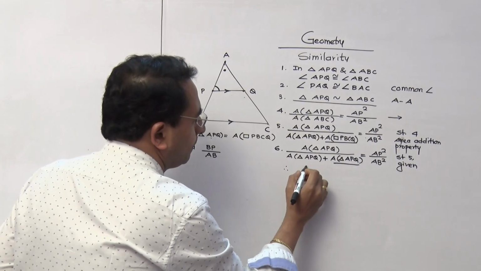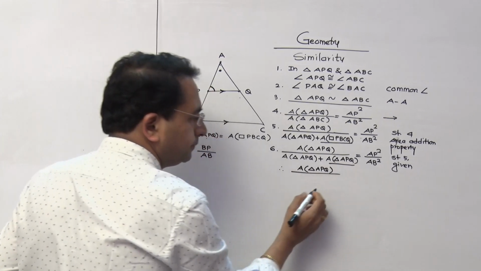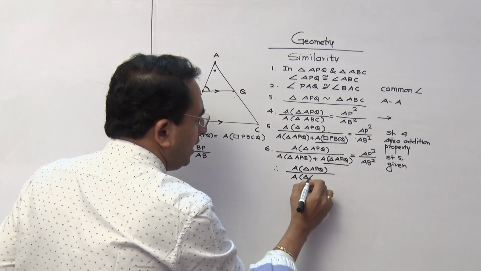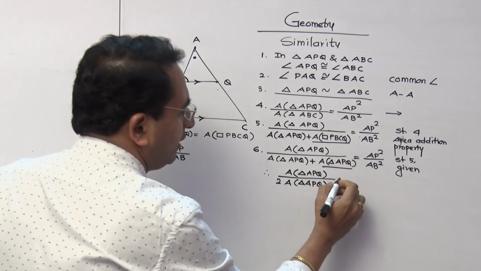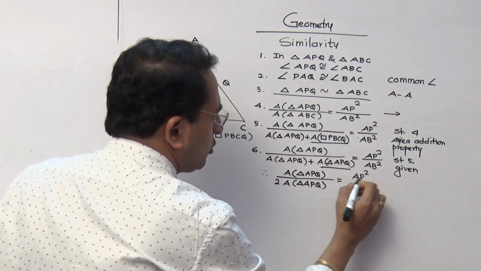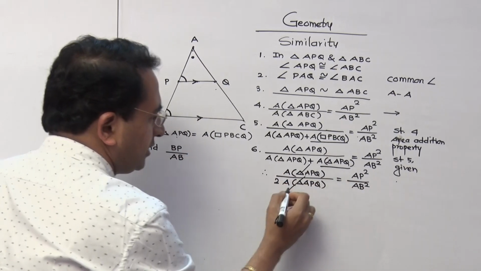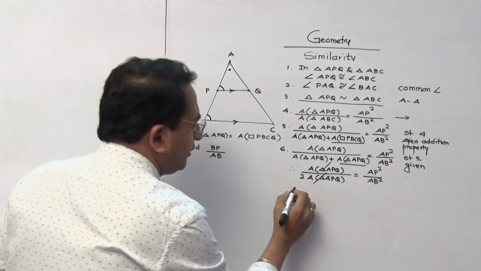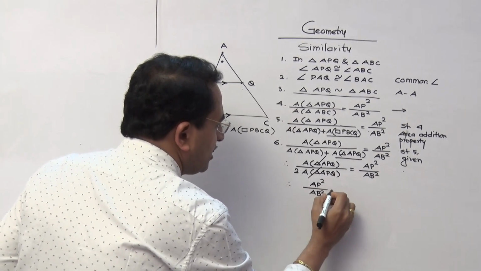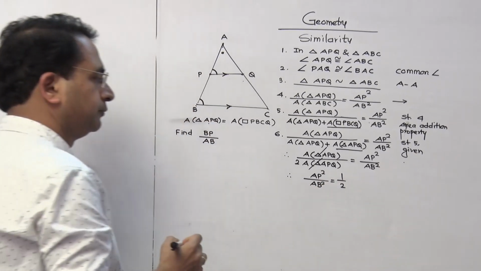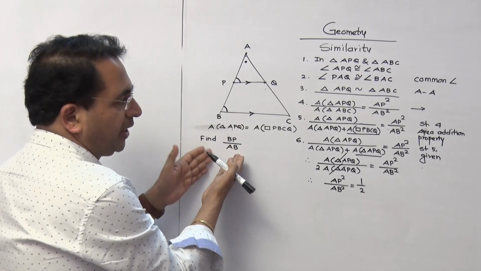We can write, therefore, area of triangle APQ upon area of triangle APQ, but I think it is going to be 2 times because the same area is added. That's why we have to write AP square upon AB square. Now this will get cancelled. Now what I can write, therefore AP square upon AB square, that is going to be 1 upon 2. And then we can take a square root of that. See, we are heading towards this part now.